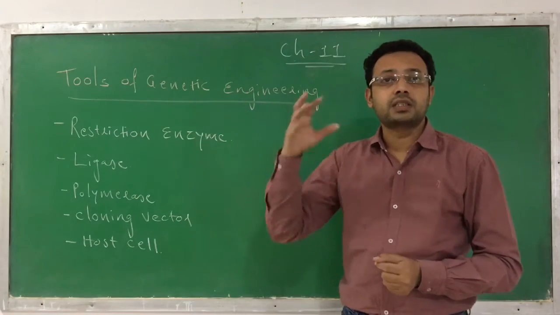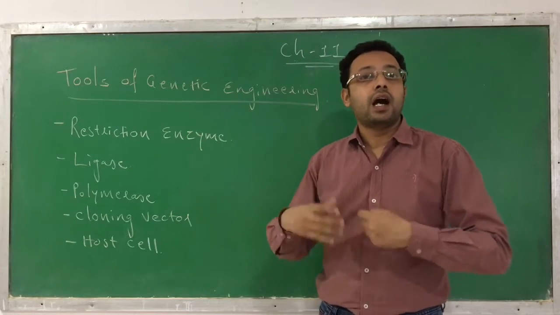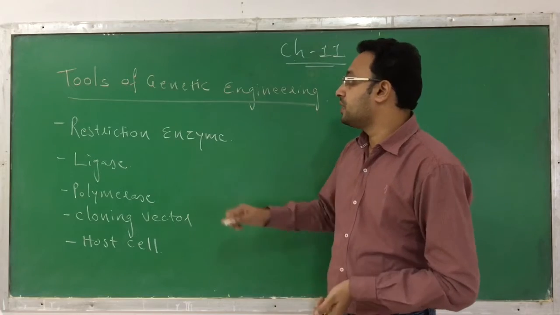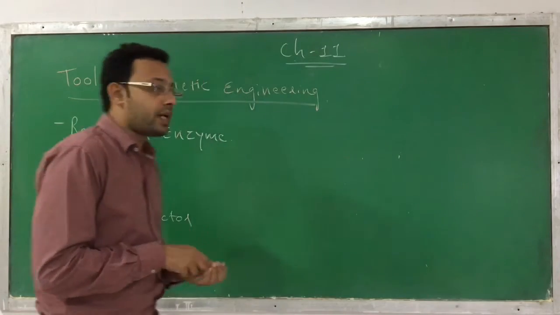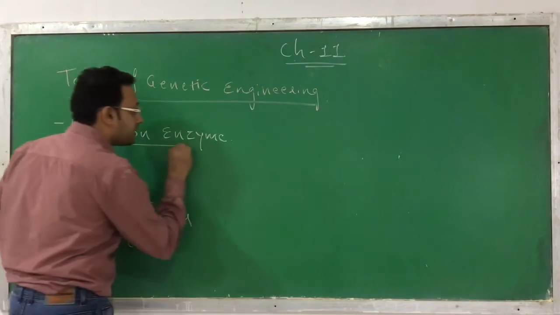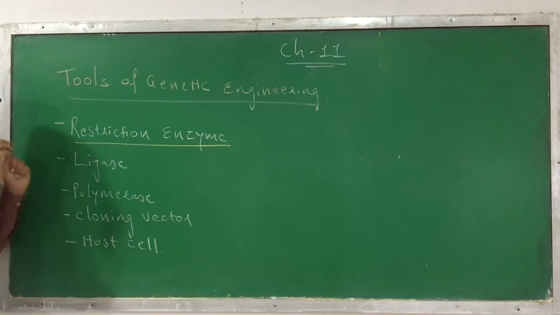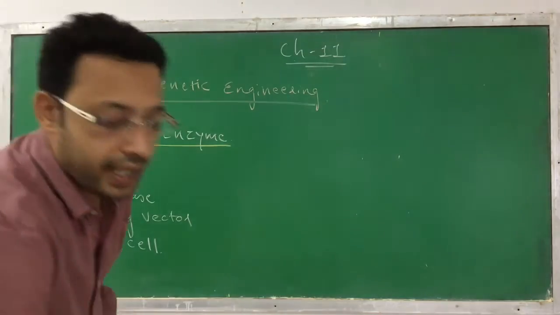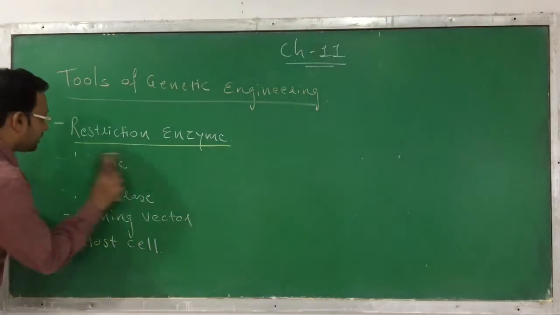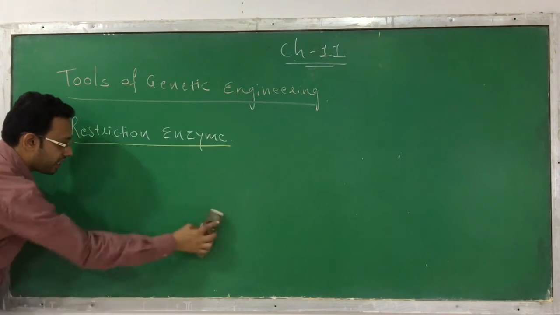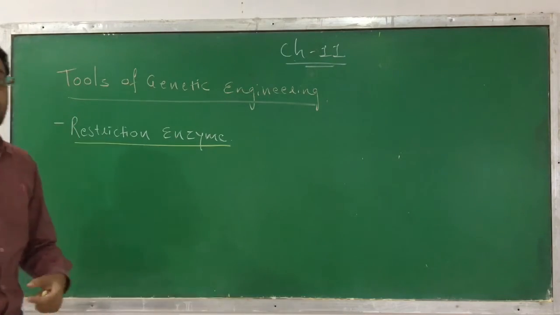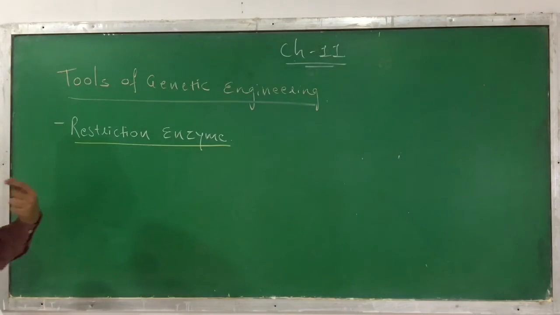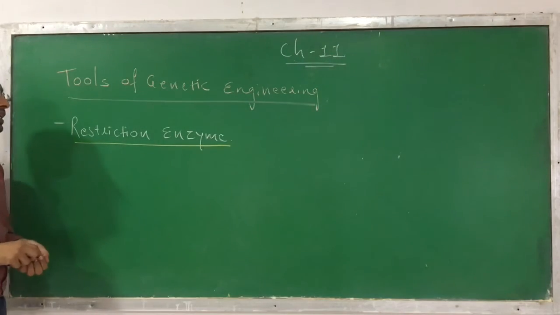We have to discuss the characteristics of each tool and how they work in this chapter. So let us start with the first one. The first tool required in genetic engineering is called restriction enzymes. First of all, we are going to start with this enzyme, and then we will discuss the other tools. Once you understand this tool, it is easier to understand the process of genetic engineering.